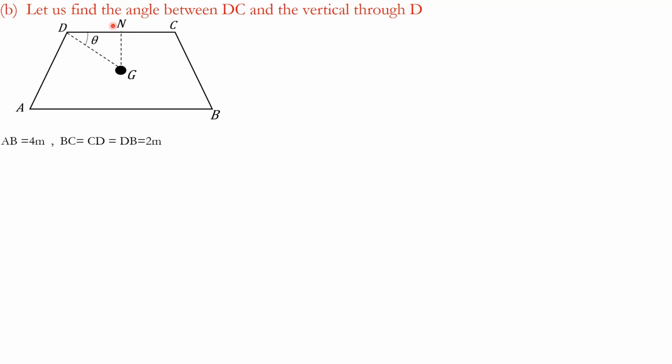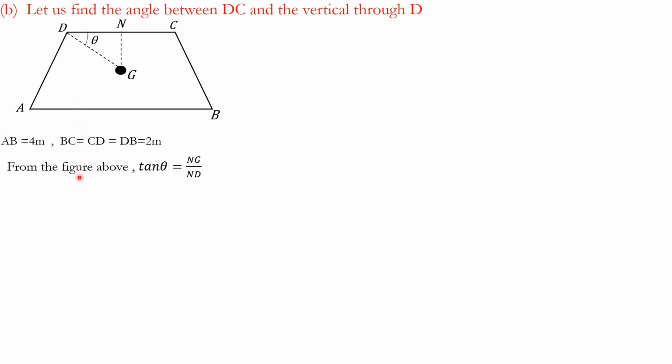Why are we putting this N? Because for us to get this angle theta, the best thing we can do is actually to first of all find tan theta. That is, tan theta here is going to be the opposite side, which is NG, divided by the adjacent side, which is ND, which we are going to determine in this question. So we are going to determine NG and ND, and knowing that, we are therefore going to apply the fact that tan theta equals opposite side, that is NG, divided by adjacent side, which is ND.